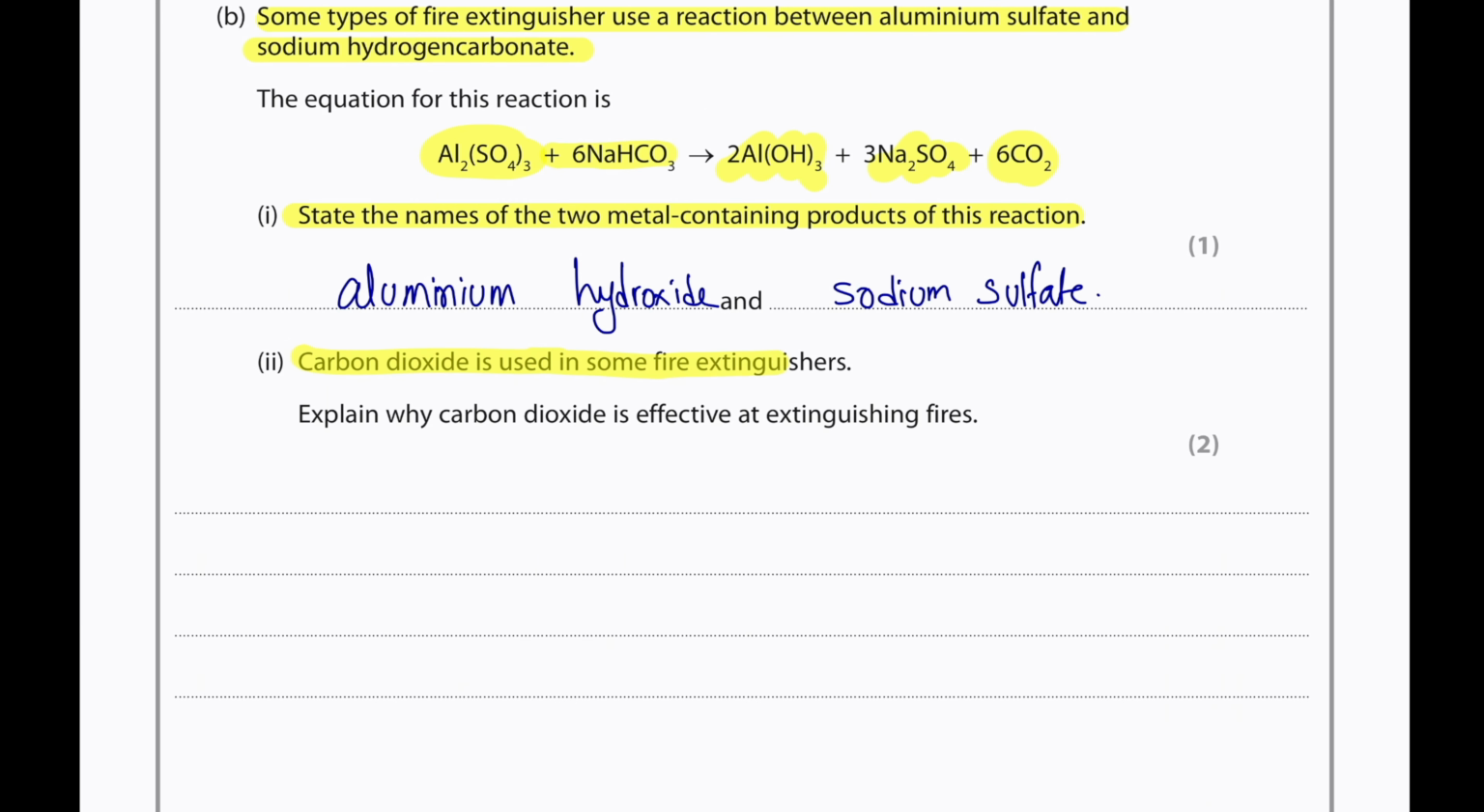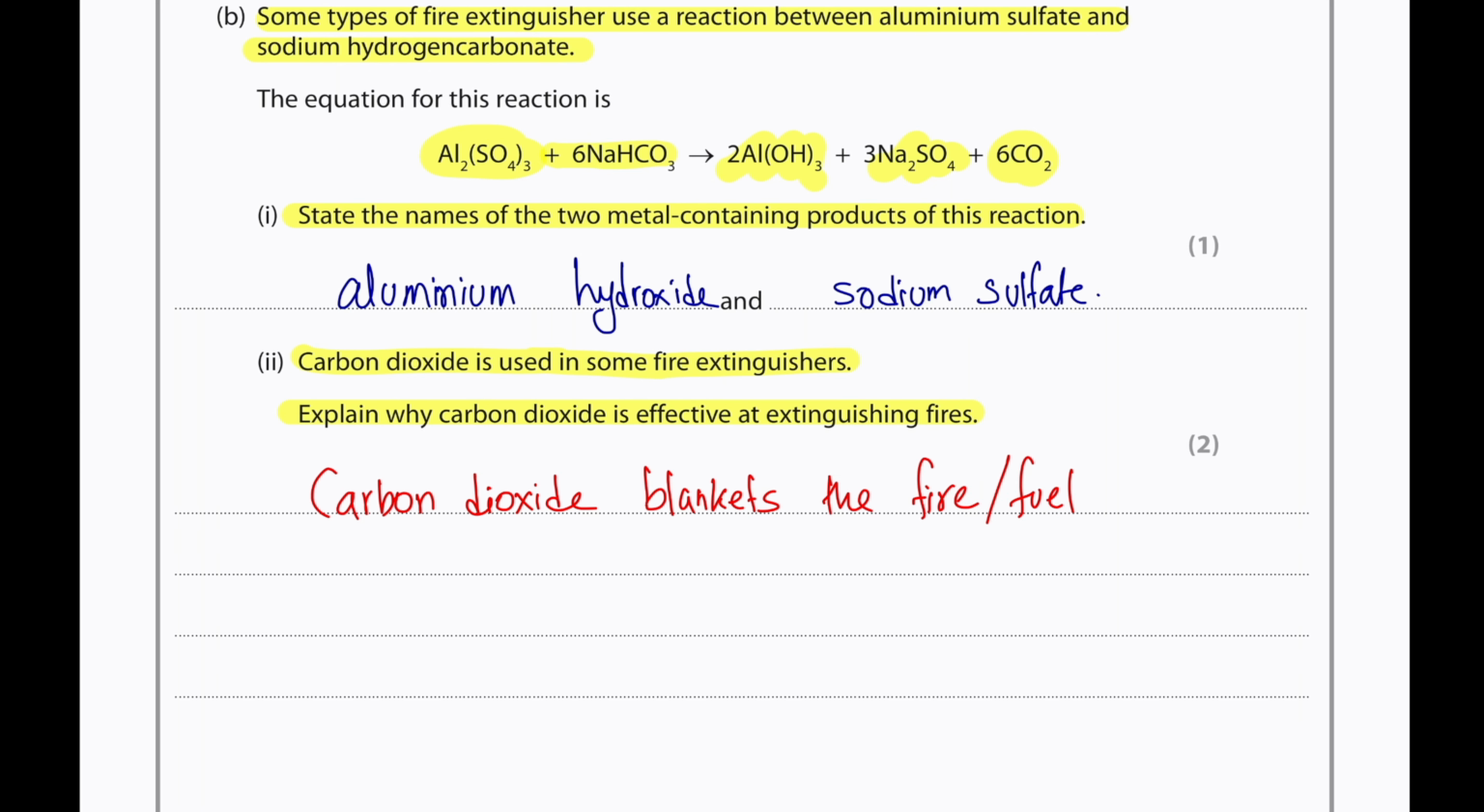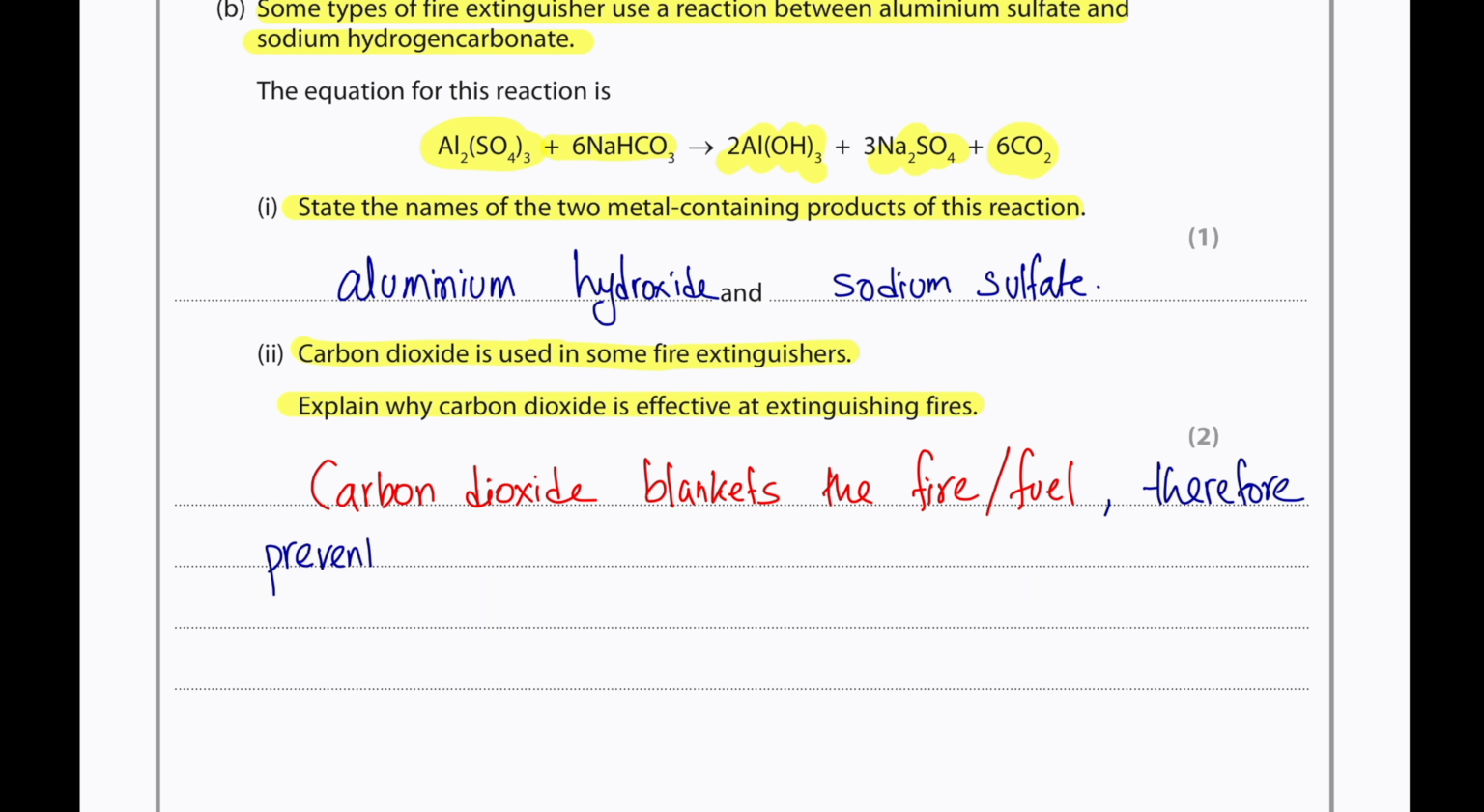Carbon dioxide is used in some fire extinguishers. Explain why carbon dioxide is effective at extinguishing fires. Carbon dioxide blankets the fuel or the fire. Because carbon dioxide is heavy, it sinks onto the fuel or the fire. Thereby, it prevents oxygen from reaching the fire.